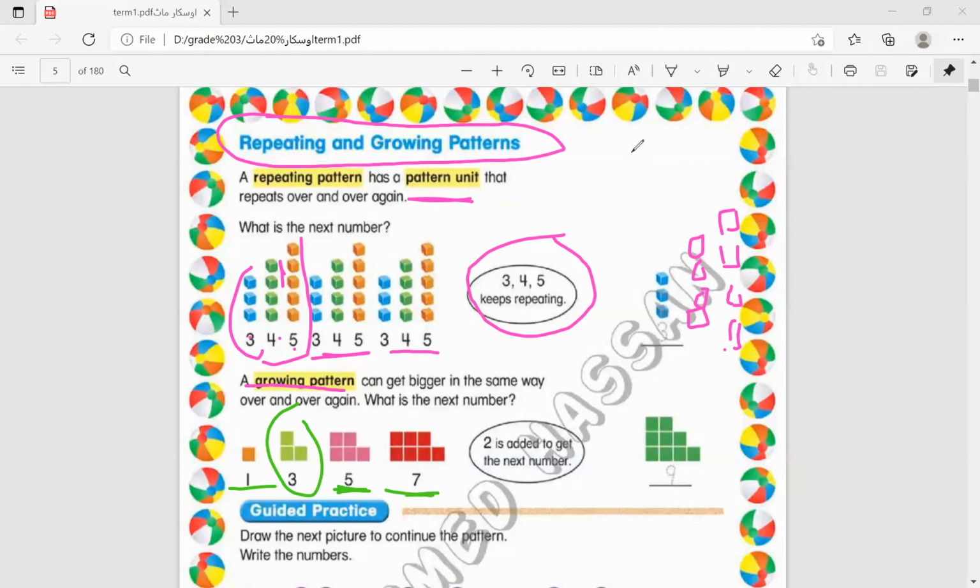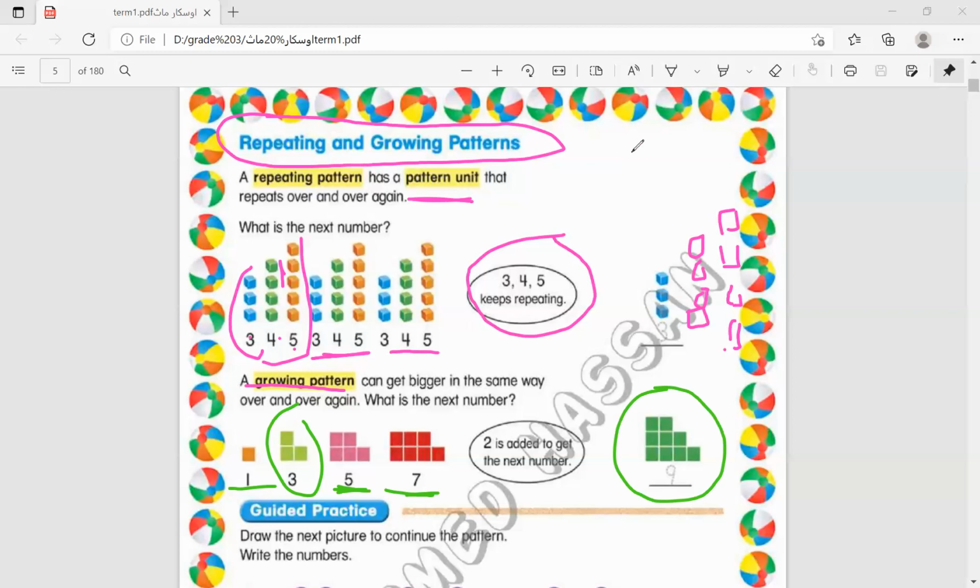So we notice that 2 squares are added to get the next number. 2 squares بيضافوا علشان نشوف الصورة اللي بعدها ونعمل الصورة اللي بعدها. So what will be the next? Here it is. Because the last image has 7 squares, the next one will be 9 squares.